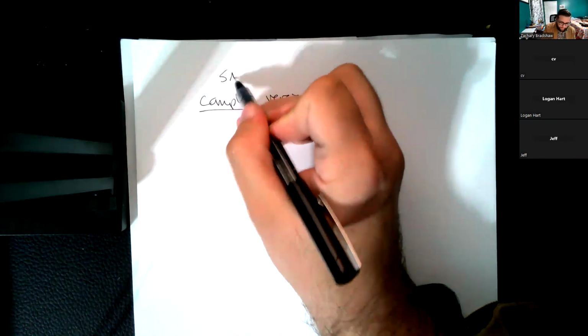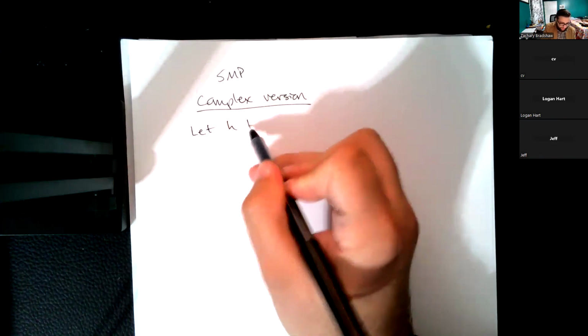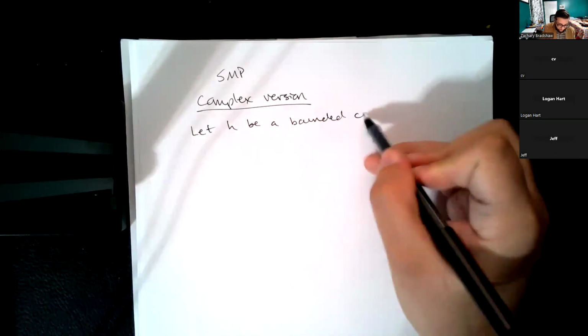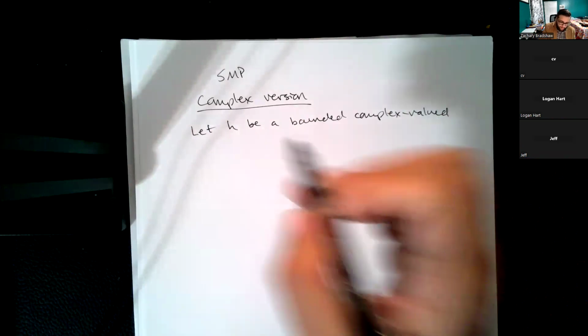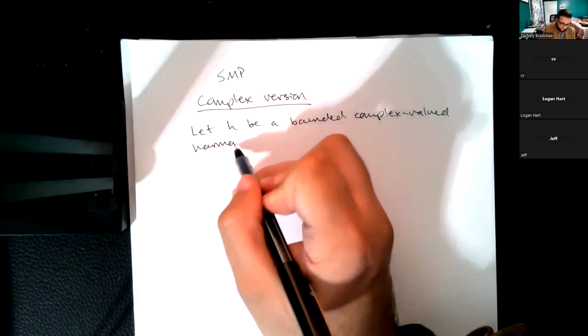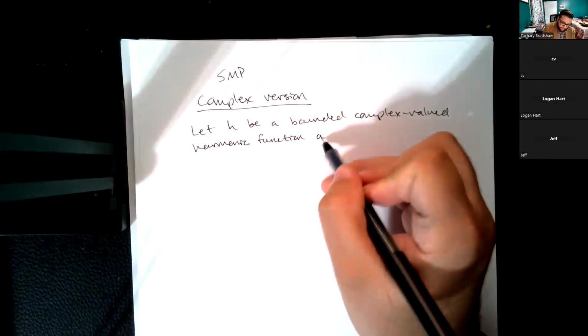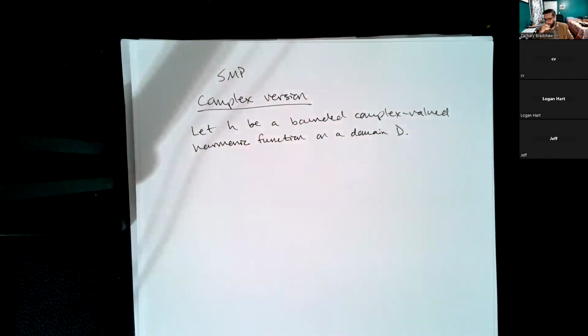So this is the strict maximum principle again. Let h be a bounded complex valued harmonic function on a domain D. So when we have a complex valued function, remember harmonic here means that the real and imaginary parts are harmonic.